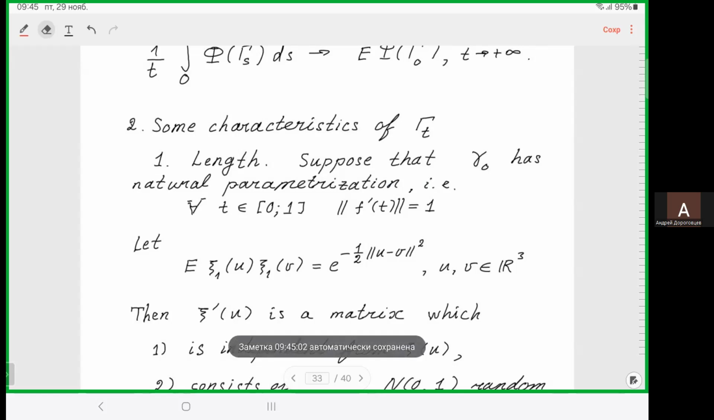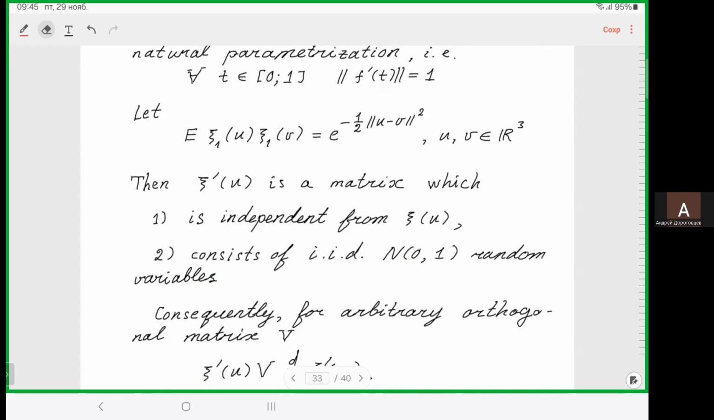The derivative and the value of stationary random processes at the same moment of time are non-correlated. But for the Gaussian case, it means that they are independent. This is just an explanation of why it happens. And moreover, in the case of such covariance, it turns out that psi prime of U consists of IID standard random variables. It is a nice conclusion. Now we can use a trick from quantum field theory.